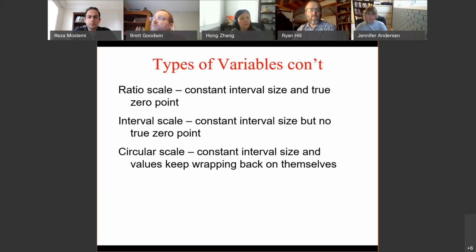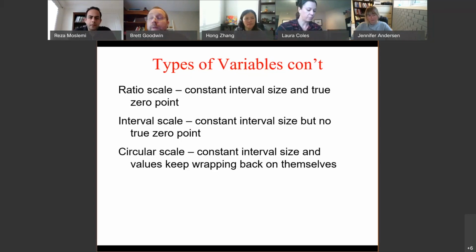An interval scale is very similar to ratio, except that the 0 isn't a true 0. So it's an arbitrary 0. The more tricky one is things that are measured on a circular scale. A circular scale refers to a scale that wraps around on itself. Something like time of day, right? So midnight becomes midnight again after 24 hours. And so that's a circular scale.